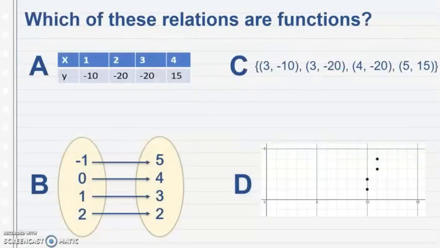Here are 4 examples of relations or points or ordered pairs. And I want you to think about those representation rules we had on the last slide and determine which of these relations are functions. Which ones of these do we have every input going to exactly one output? Pause the video, give it a whirl, and come back to check your answers.